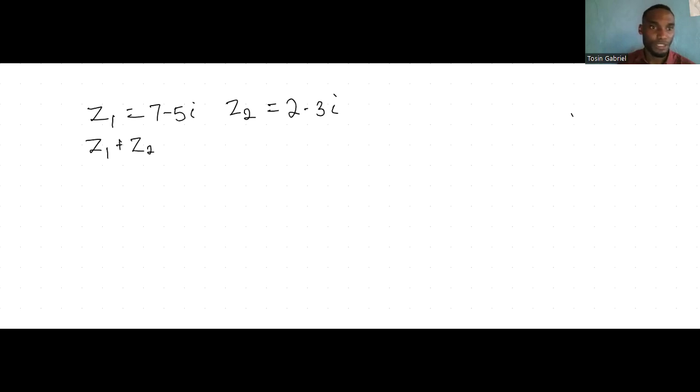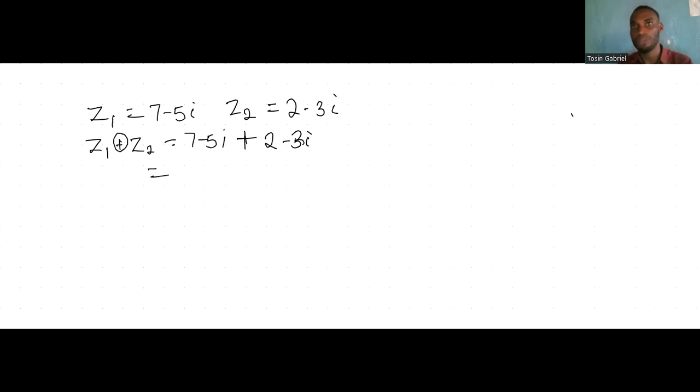Now you notice this is your z1, which is 7 minus 5i. So you simply write 7 minus 5i, then plus z2, which is 2 minus 3i. Can you see it now? So then what you simply do is that. If you are doing this kind of operation, we have the real part of a complex number and we have the imaginary part of a complex number.